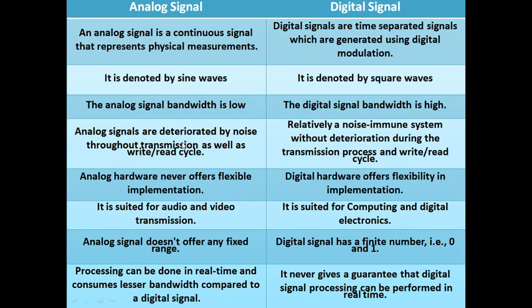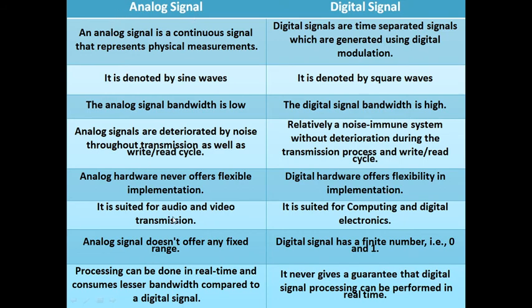Analog signals get deteriorated by noise, meaning when the signal is transmitted from one point to another, it is easily getting affected by noise. Whereas in case of digital signal, they are immune to noise. Analog hardware never offers a flexibility, meaning once it is done, it will be fixed. Whereas digital hardware offers a flexibility in implementation.